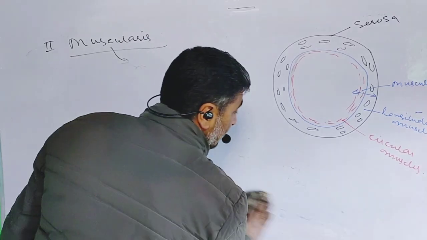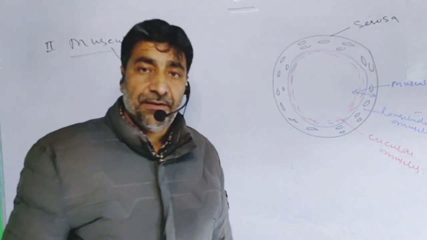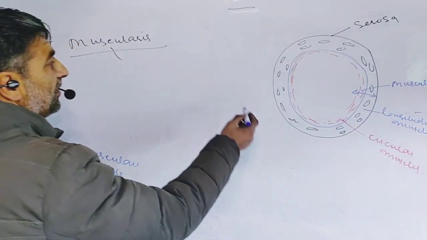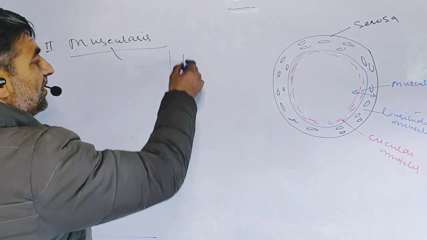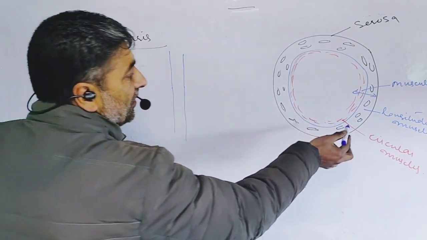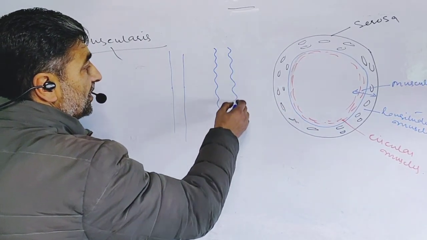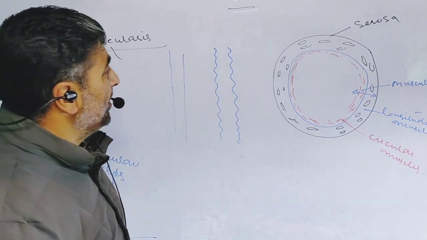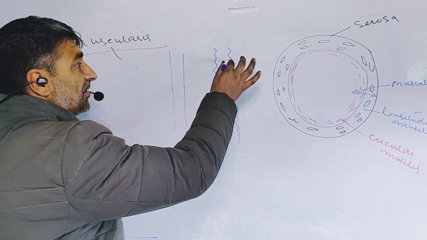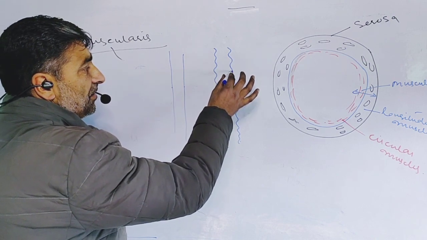What is peristalsis? And what is peristaltic movement? Suppose, as I told you, there are two types of muscles. One is longitudinal, another is circular. Suppose this is alimentary canal, and this is the wall. In this layer, longitudinal muscles decrease the diameter of esophagus, and circular muscles increase the diameter of esophagus. Here also longitudinal muscles decrease diameter, circular muscles increase.